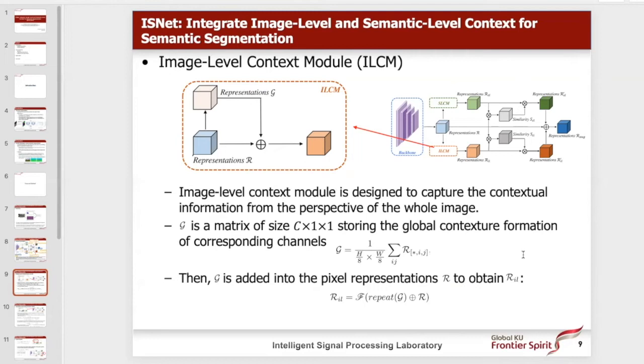All right, so it's equally applied to the entire spatial dimension. That's what they're trying to do here as an image level. Yeah, exactly. Okay, all right. You can go on. Thank you.